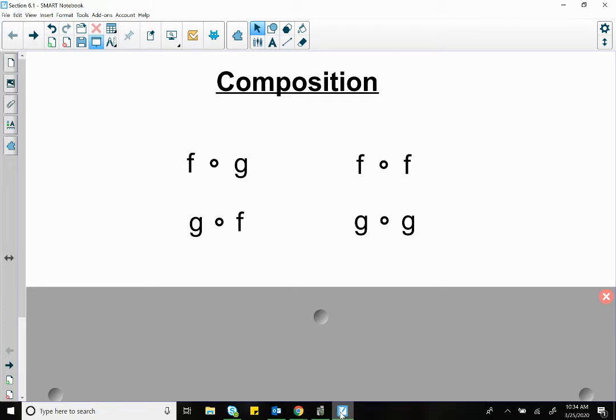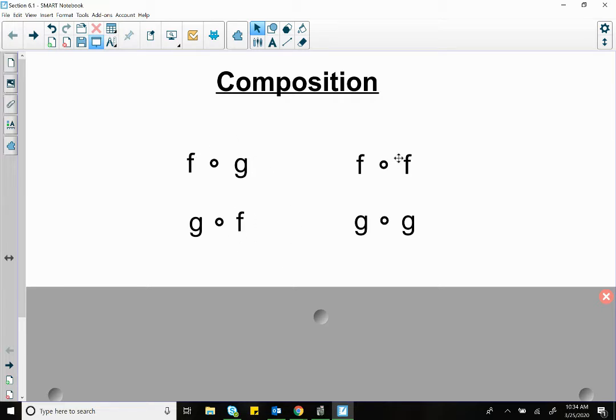So 6.1 is all about compositions. You can see the four different compositions that you're going to be working with. You've got right over here, f of g. You've got f of f, g of f, and g of g. Basically, all compositions means is that we're going to take this second function that you see right here, which I really call the first function. We're going to take this function and we're going to plug it into f and get a new equation.